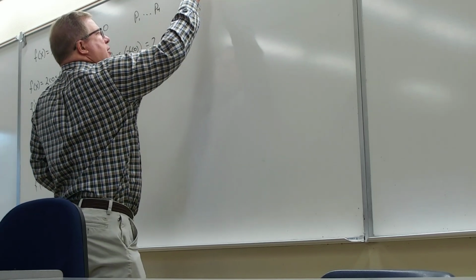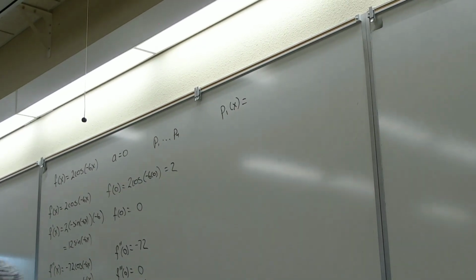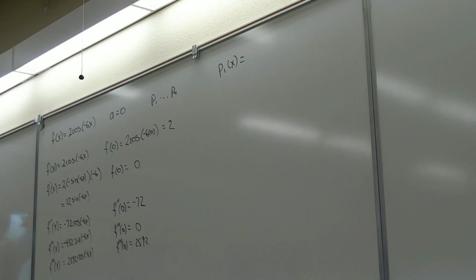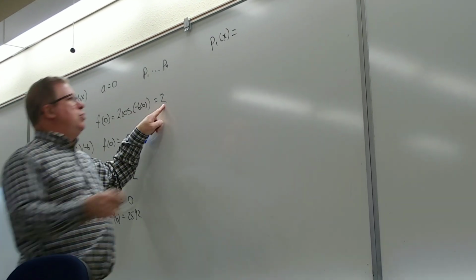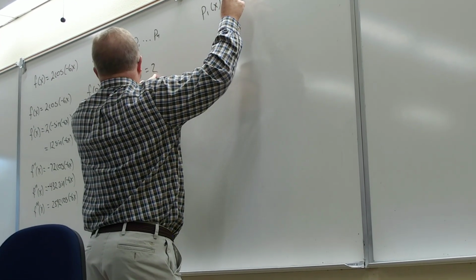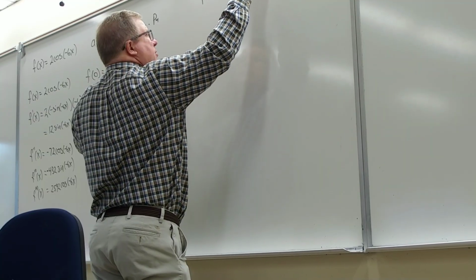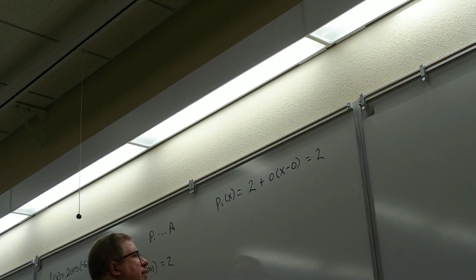So P1 of x, this will be the linear. f of a, which is f of 0, plus f prime of a times x minus a. So f of a is 2. And f prime is 0. I'll write this, but it's x minus 0 to the 1. That's all 0, isn't it? So this is just 2.